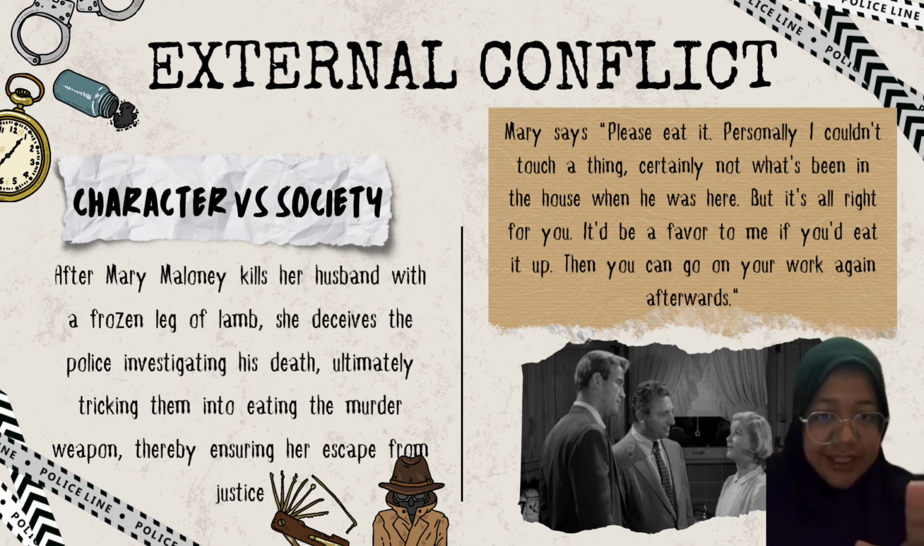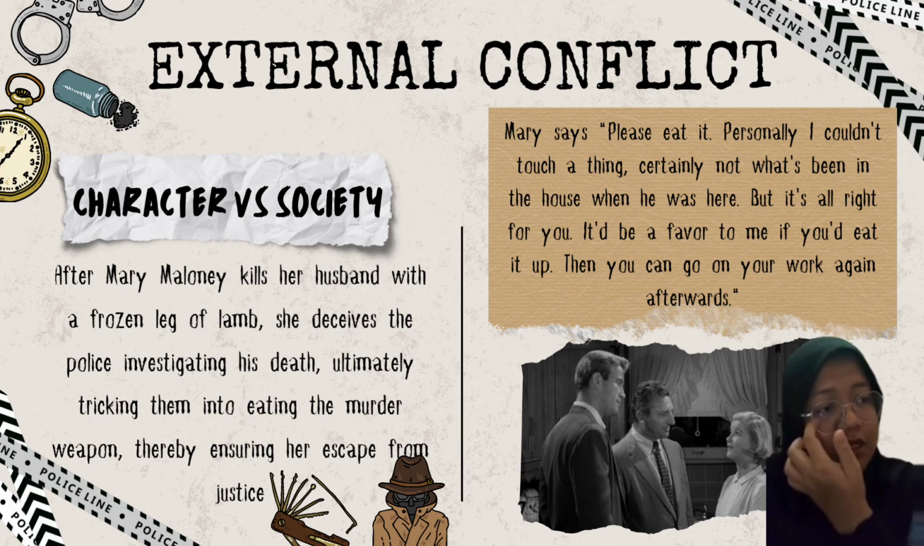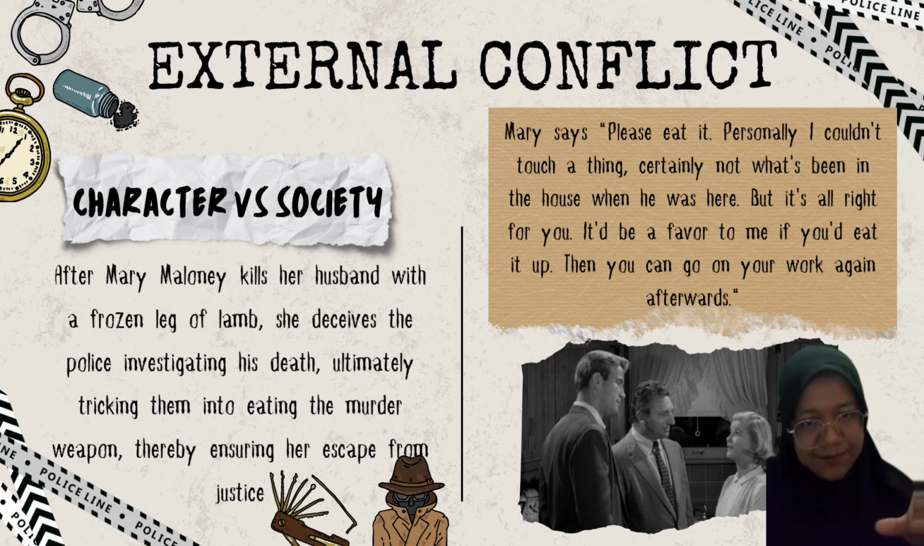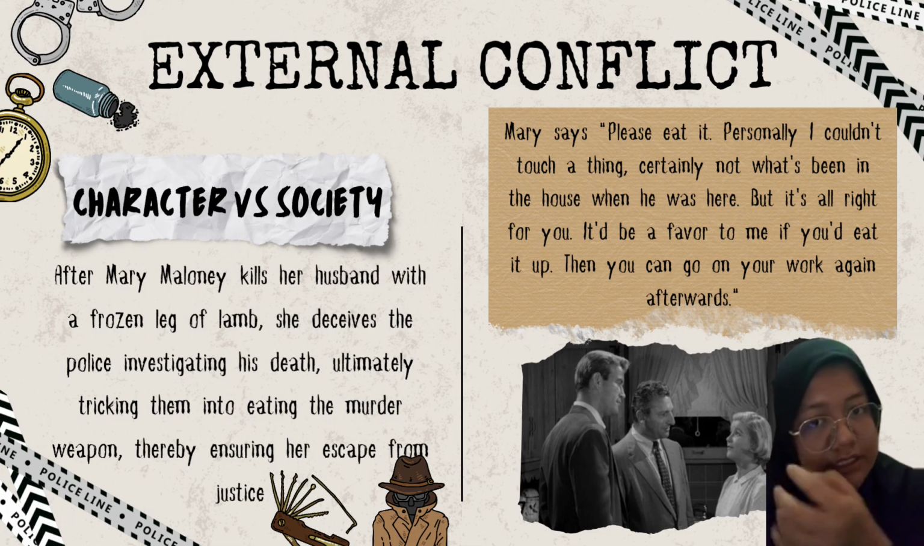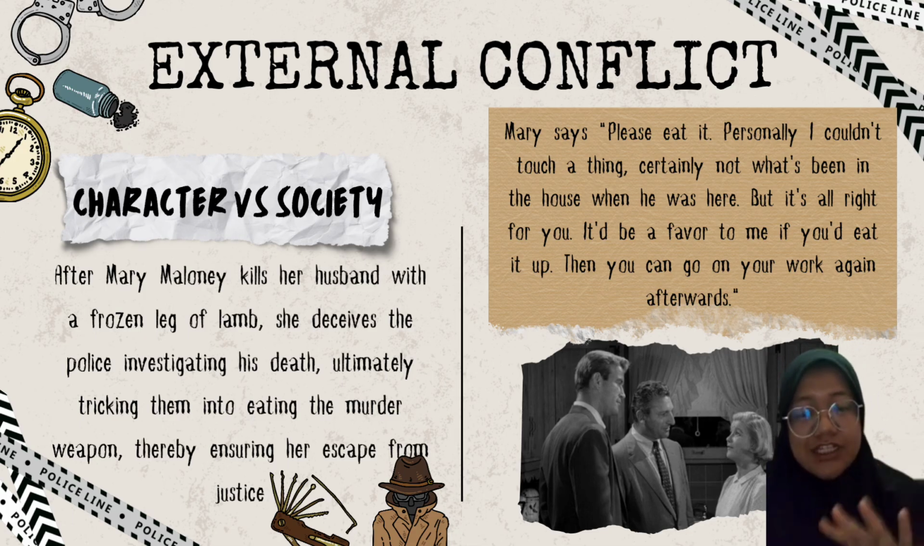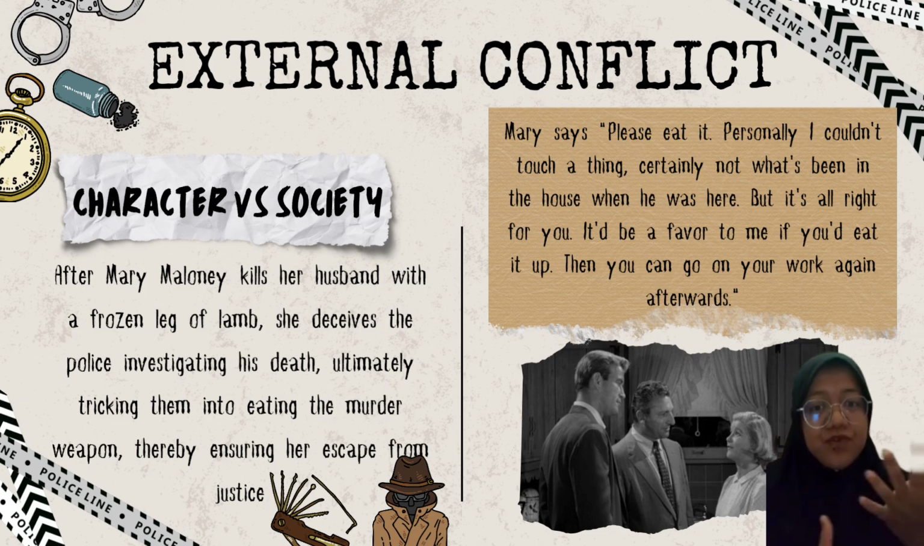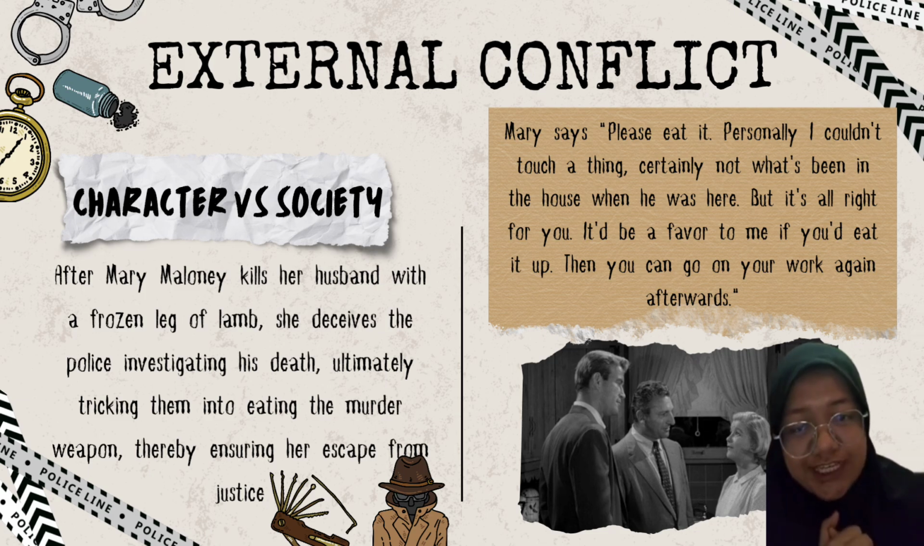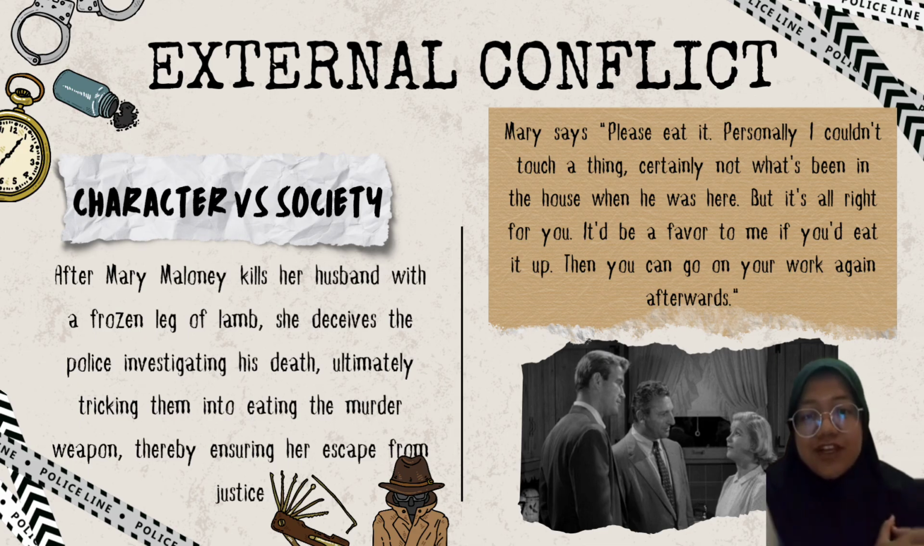After Mary killed her husband with the frozen leg of lamb, she tricks the police into eating the leg of lamb that she already cooked in the oven as supper, so that they will not investigate the weapon that the murderer used to kill Patrick.